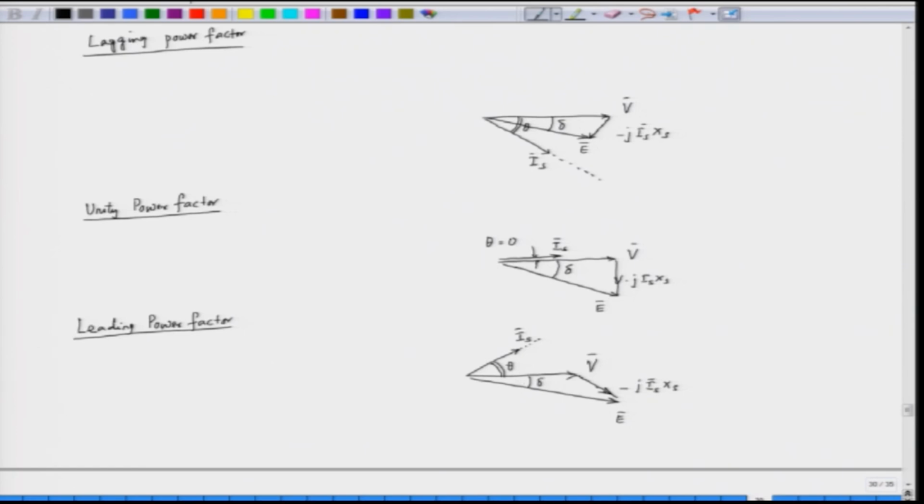Now, what we observe here is that when the value of E is less, we operate in lagging power factor. When the value of E is moderate, we operate close to a unity power factor. When the value of E is more, or over excited, we operate in leading power factor. So, that is the advantage of using a wound field synchronous machine, in which we can operate under variable power factor.